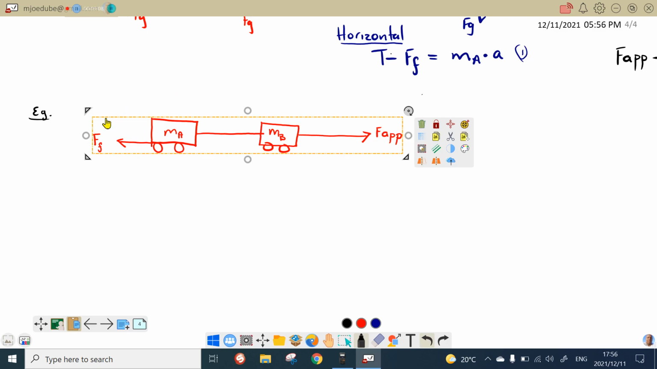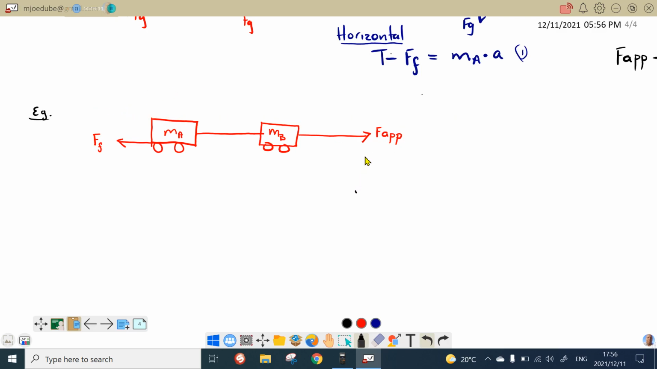Okay, let's say you are given something that looks like this, and then they say to you, the mass of A is equal to 3 kgs, and the mass of B is 5 kgs, and then you've got an applied force of 25 newtons that acts in that direction, and you also have a frictional force, let's say, of 6 newtons that acts in that direction.